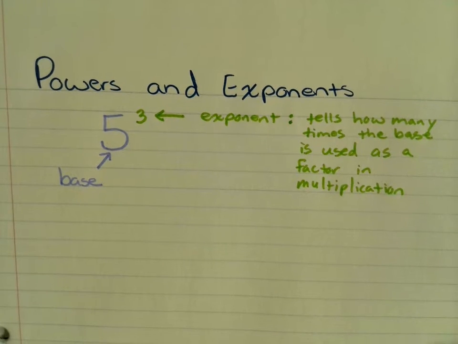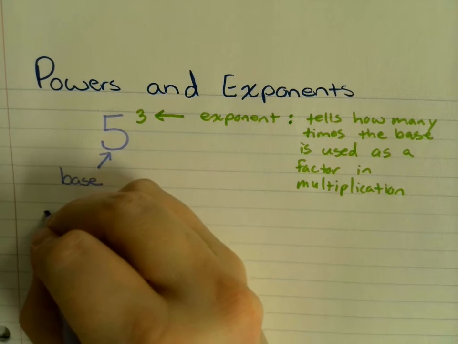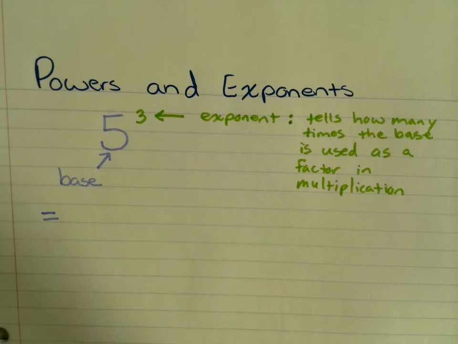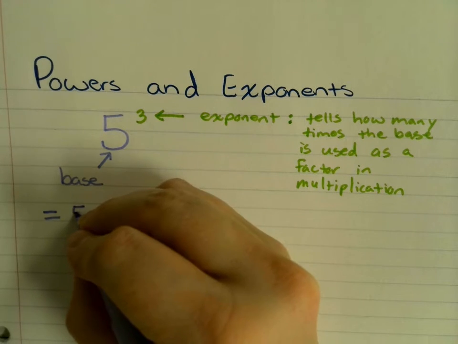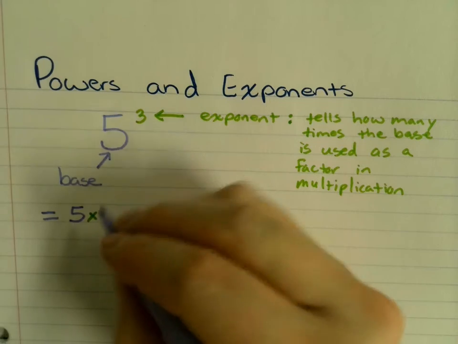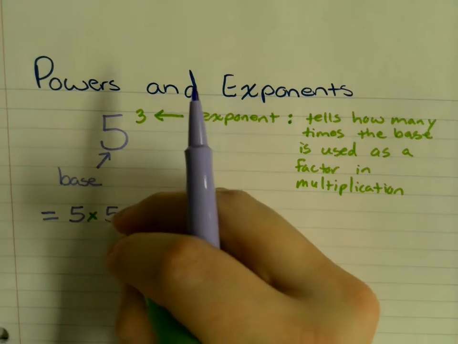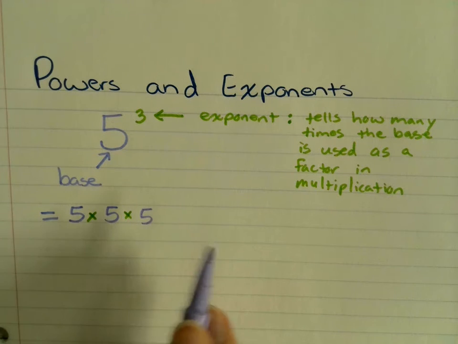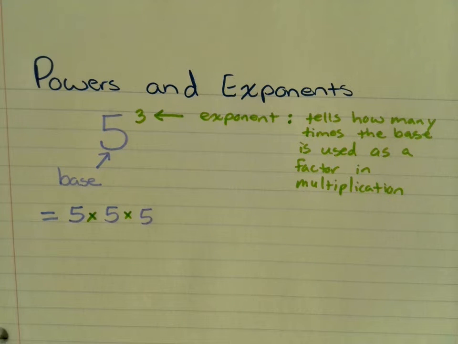Okay, so this 5 to the third power can also be written in what's called expanded form. So this right here is exponent form or exponential form. Then you've got expanded form, which means that you're actually writing it out. So 5 times 5 times 5. Okay, there should be 3 5s written here. Which obviously has a value. It does equal a number. It equals 125.